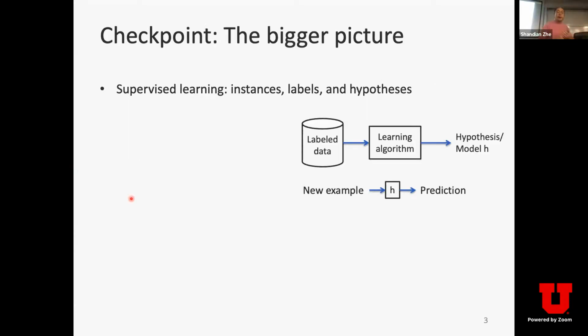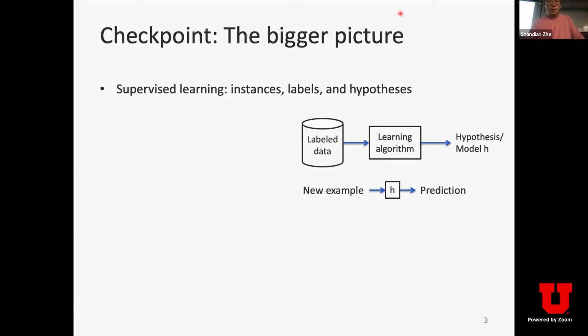Okay, so let us just refresh our mind about the bigger picture of the supervised learning framework. In the supervised learning framework, we need to consider the instance space, the label space, and the hypothesis. Hypothesis means that you have a range of functions, and your learning algorithm aims to search over this range of functions to find one which is close to the ground truth labeling function.